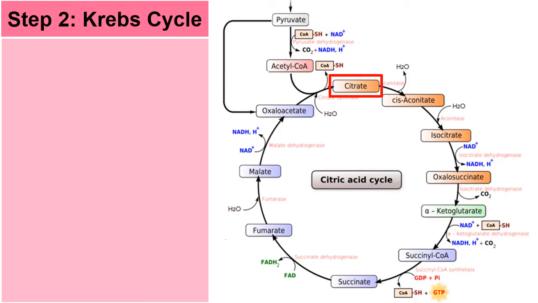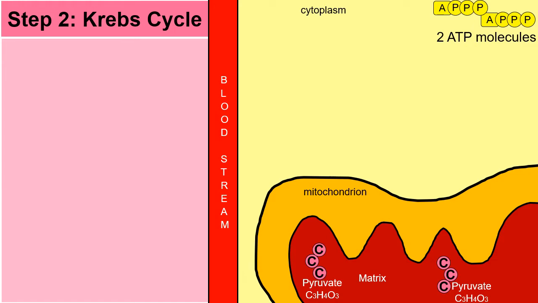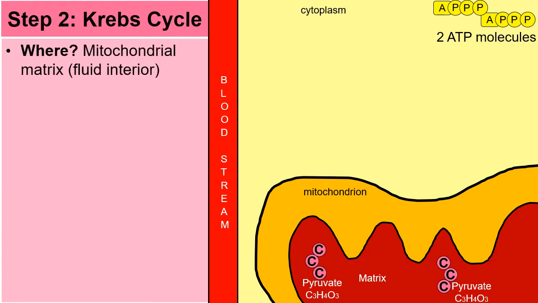The Krebs cycle is incredibly complex. In our overview, we're going to talk about how pyruvate gets broken down and a few of these items are created. So the Krebs cycle takes place in the liquidy interior, the mitochondrial matrix, as it's known.